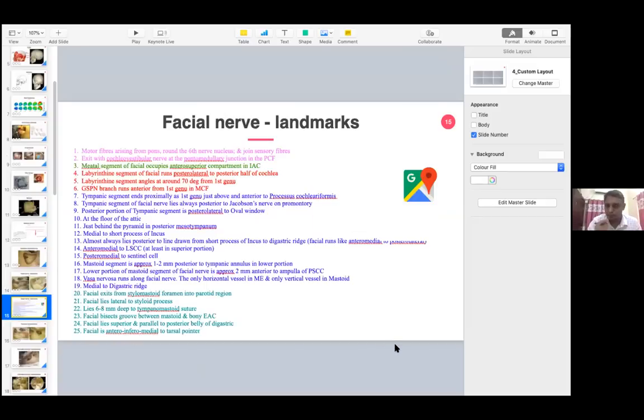Why do you place the electrode in the scala tympani? It's a good question and a basic question.